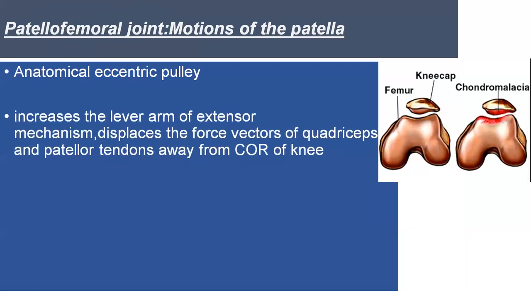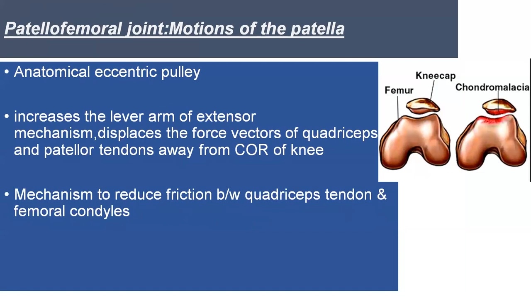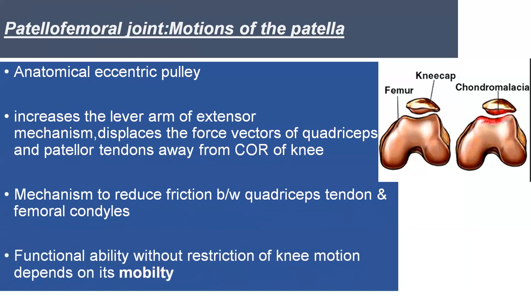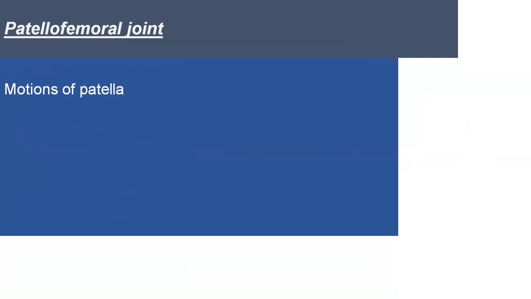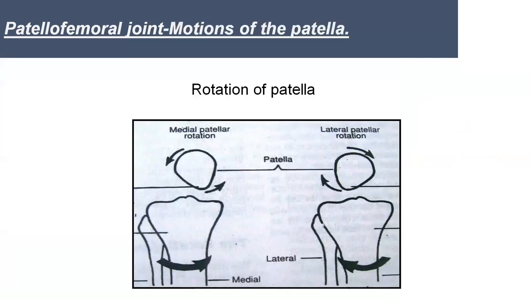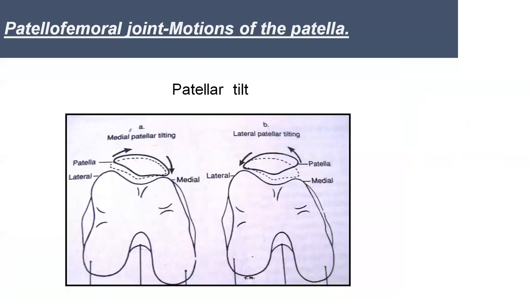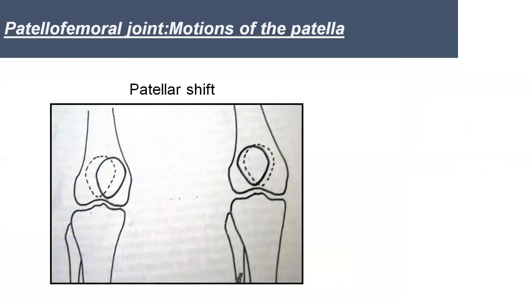It increases the lever arm of the extensor mechanism, displacing the force vectors of the quadriceps and patellar tendons away from the center of rotation of the knee. It is also a mechanism to reduce friction between the quadriceps tendon and femoral condyles, and the functional ability without restriction of the knee joint depends on its mobility. The motions of the patella are flexion and extension, then rotations of the patella, medial patella rotation and lateral patella rotation, then medial patella tilting and lateral patella tilting, and patella shift, medial and lateral.